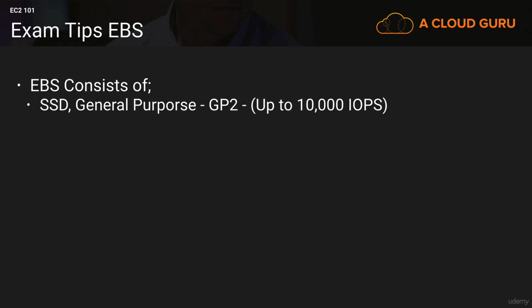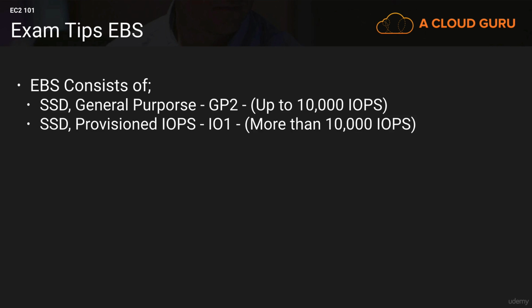Moving on to EBS, so we looked at the different EBS volume types. So we have SSD, which is general purpose, and this is up to 10,000 IOPS. This is what we use basically all the time in the labs. We then have SSD provisioned IOPS. So the use case for this is more than 10,000 IOPS, and you get up to 20,000 IOPS per volume right now.